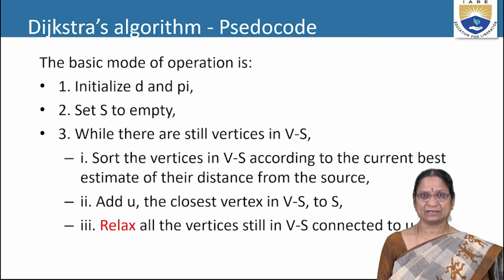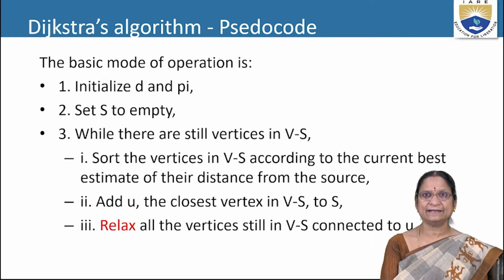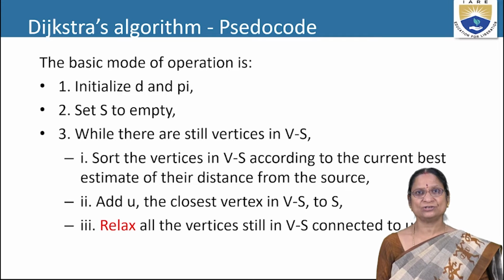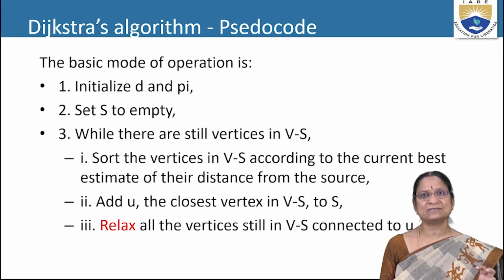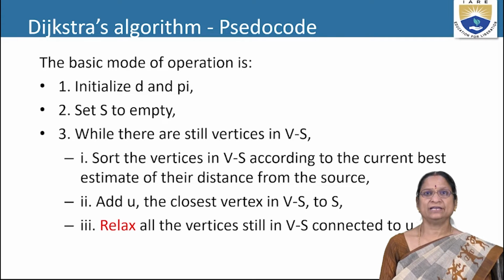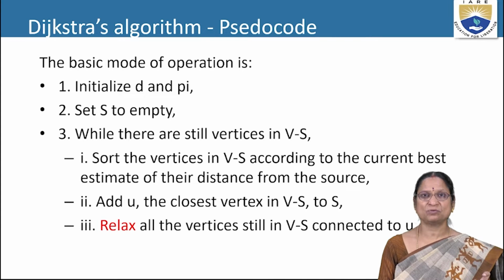The pseudocode consists of mainly three steps. First, we initialize the array D as well as PI, the predecessors, and the distances calculated from the source. Initially, the distance to each vertex is set to infinity, and the distance from the source to itself is 0. Initially the set S is empty, since no vertex has yet had its shortest distance found.